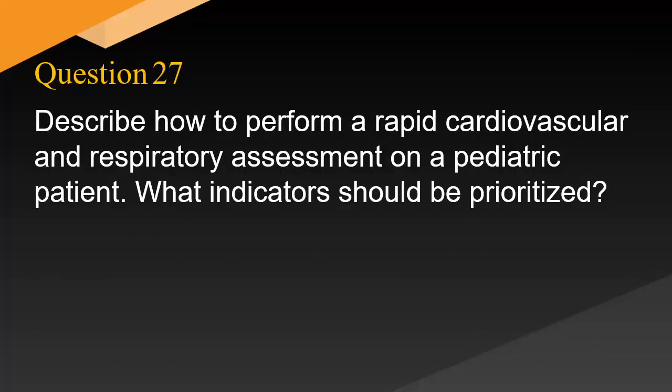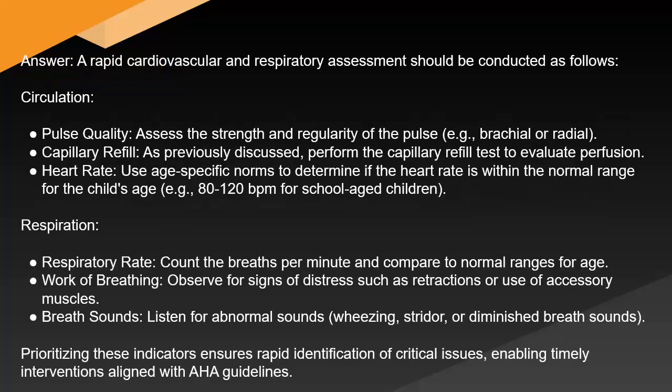Describe how to perform a rapid cardiovascular and respiratory assessment on a pediatric patient. What indicators should be prioritized? Answer: A rapid cardiovascular and respiratory assessment should be conducted as follows. Circulation, pulse quality: assess the strength and regularity of the pulse, e.g., brachial or radial. Capillary refill: as previously discussed, perform the capillary refill test to evaluate perfusion. Heart rate: use specific norms to determine if the heart rate is within the normal range for the child's age, e.g., 80-120 BPM for school-aged children.